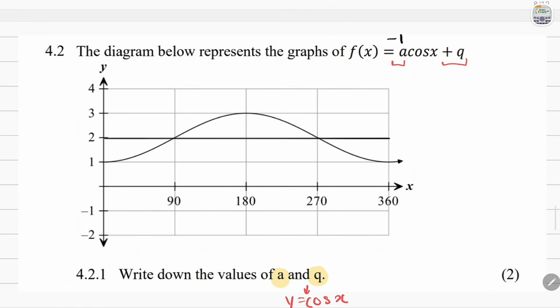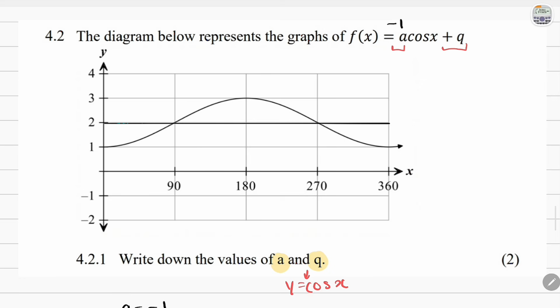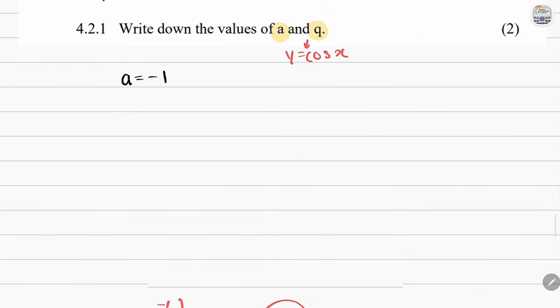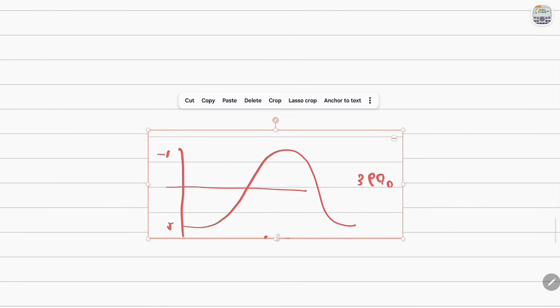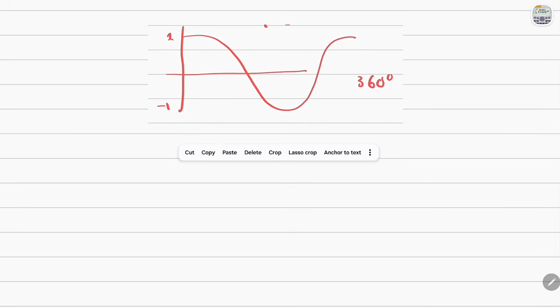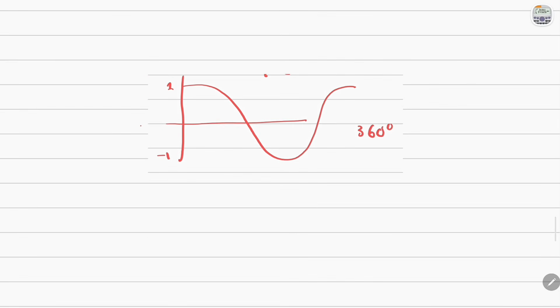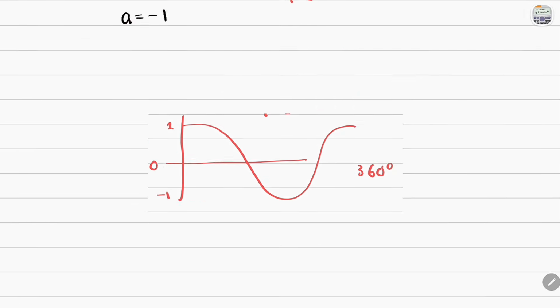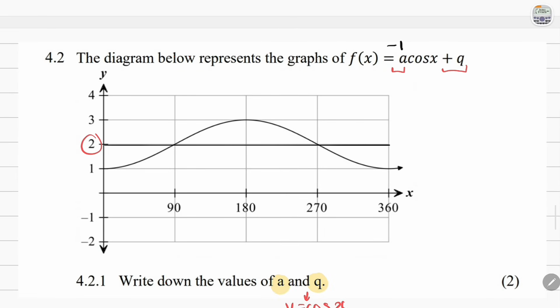And then what is q? Well, think about what this graph should have looked like. With the cos graph, we know the shape, what it should look like. I'll just put this back, like this. If you look at this, you see that the midline used to be at 0, the y value of 0. But now, where is it? It's now at 2.